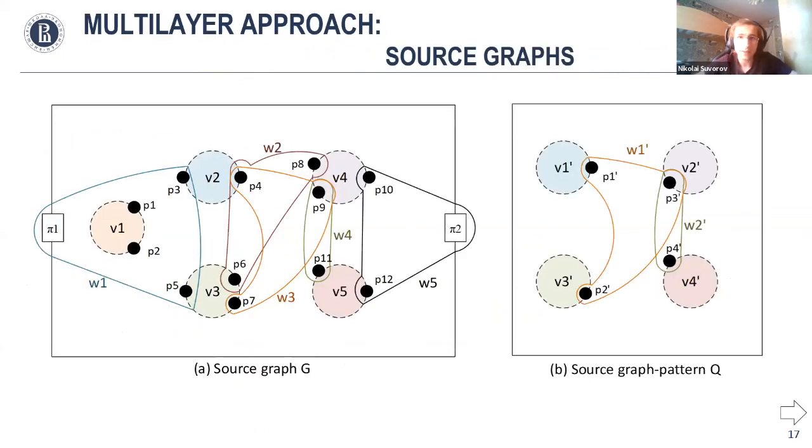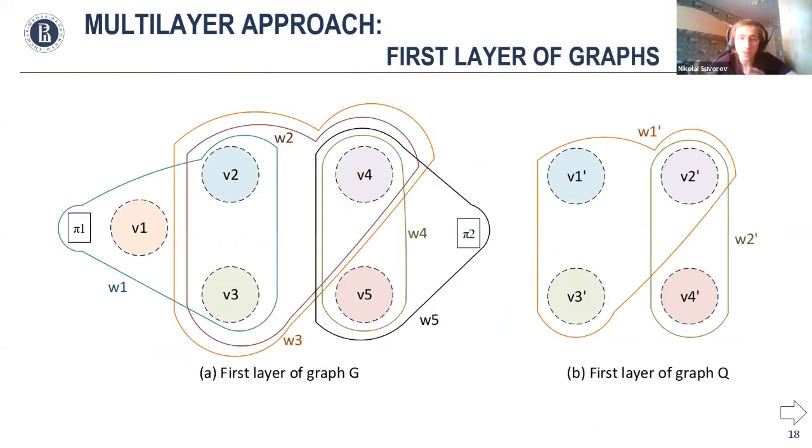The figure on this slide demonstrates an example of a query graph and a source graph at the start of the algorithm. As is seen, both these graphs contain vertices, hyperedges, and poles. And on the first layer of the algorithm, all internal poles of vertices are eliminated, and only vertices, hyperedges, and external poles are taken into account. The first layer of the query graph is compared with the first layer of the source graph.